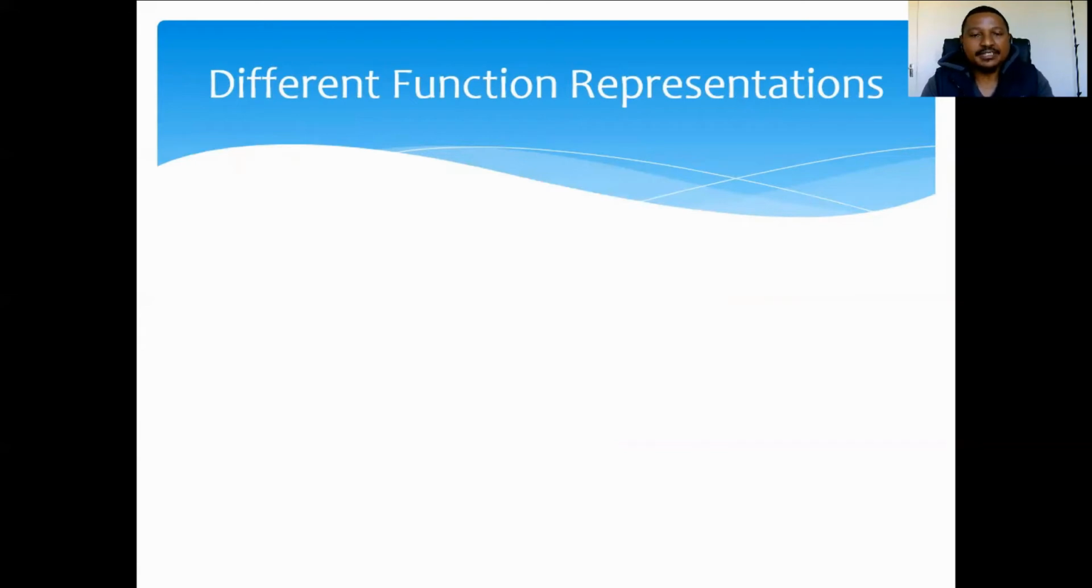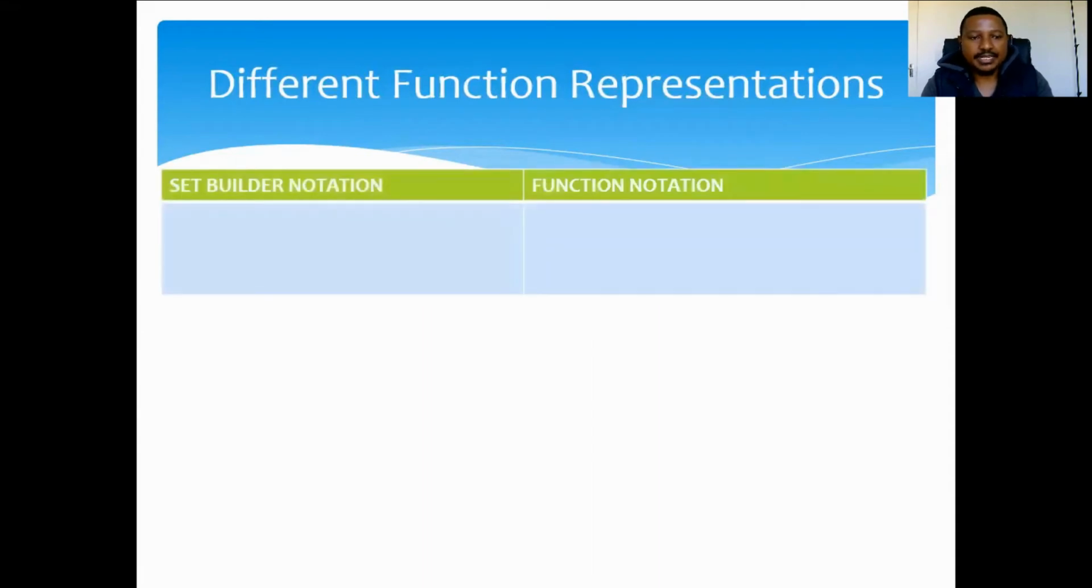So we have got different function representations. We can describe or represent the function in 5 different ways. The first one is set-builder notation. If you see it like that, it's still the function, but now it is in set-builder notation. How do we read this? We say the set of all (x, y) such that y equals 3x plus 2.